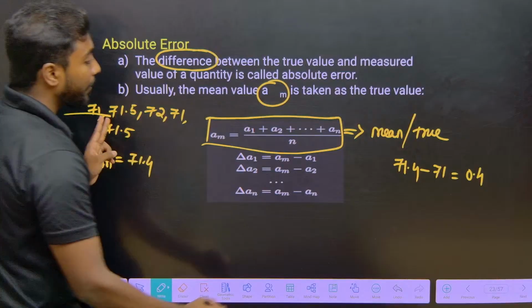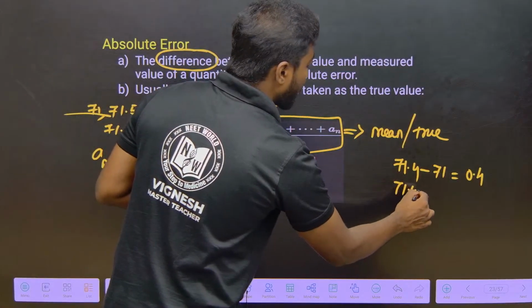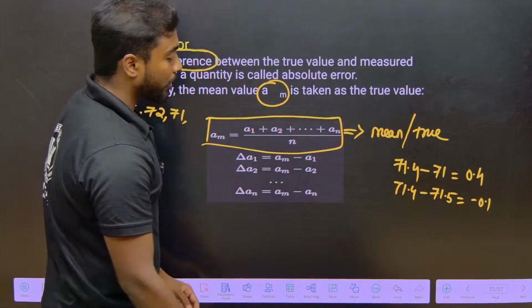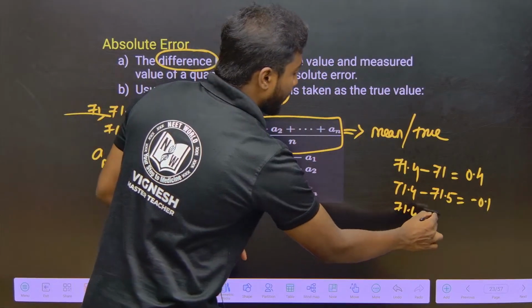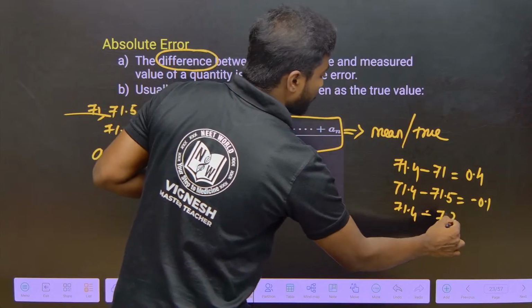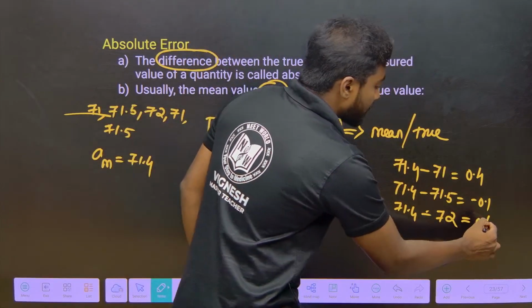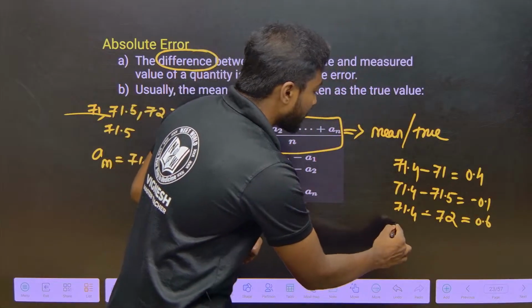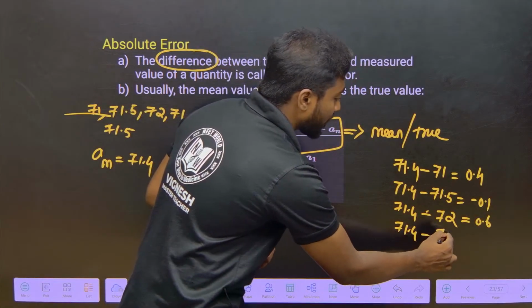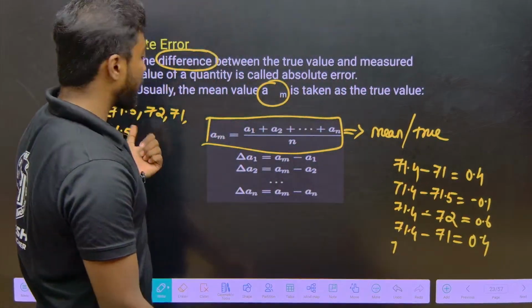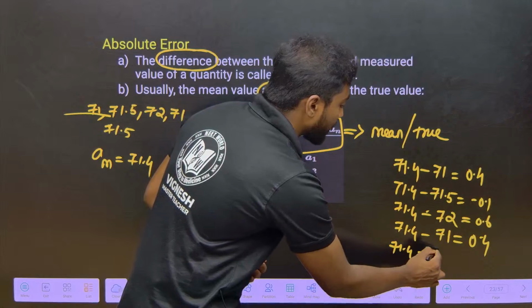For the second number, 71.4 minus 71.5, it is minus 0.1. Again 71.4 minus 72, so 0.6. Again 71, so 71.4 minus 71 is nothing but 0.4. Again 71.5, so 71.4 minus 71.5.